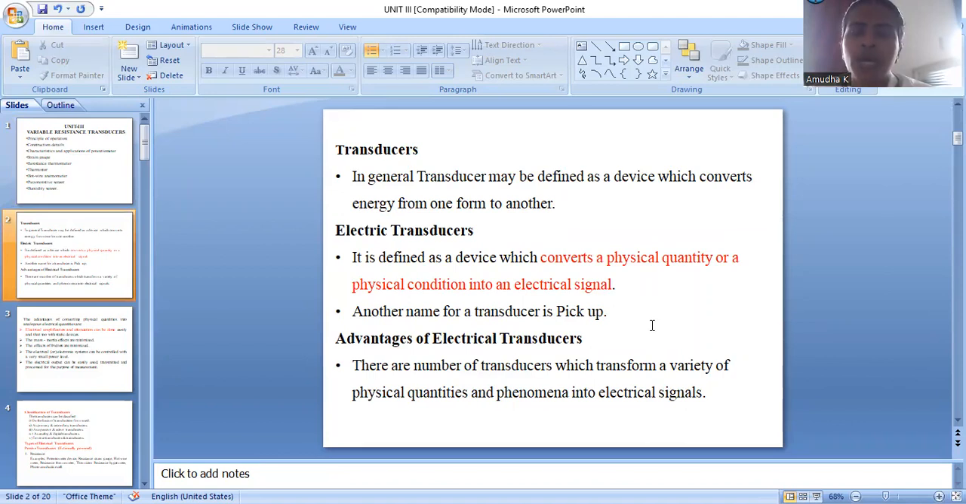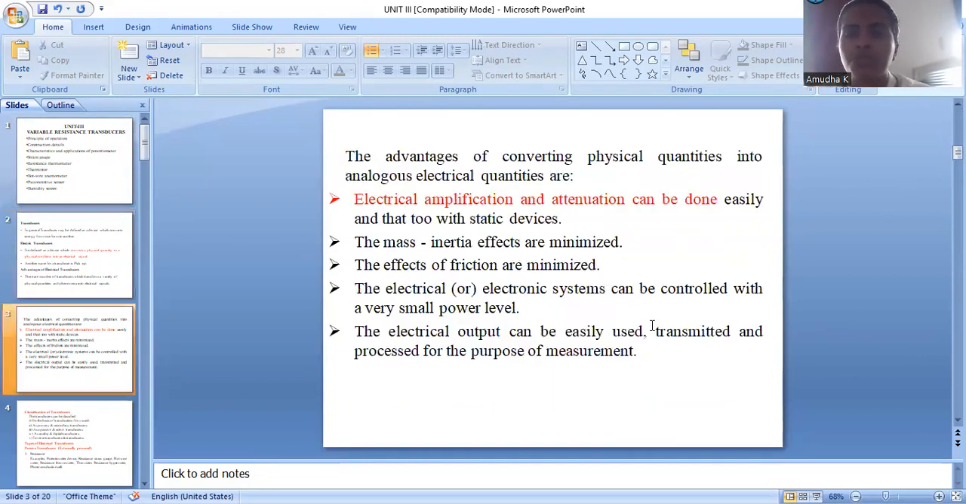The advantage of the electrical transducer is that there are a number of transducers which transform a variety of physical quantities into electrical signals. For example, weight, which means mass, is converted into an electrical signal. Otherwise, speed is converted into an electrical signal. Different kinds of physical quantities are converted into electrical signals by electrical transducers.